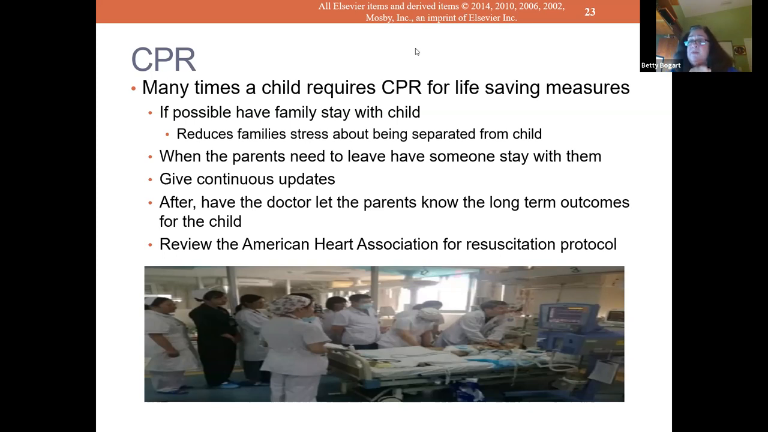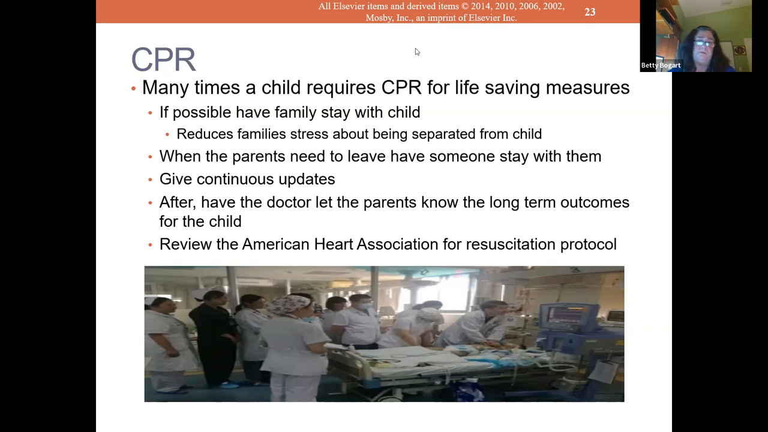What if they die? They wanted to be the last person to kiss them, to make sure that they were taken care of. So if we can, leave them in the room. If we can't, make sure a nurse is with them. And of course, give continuous updates during the code, and then have a doctor talk to them.